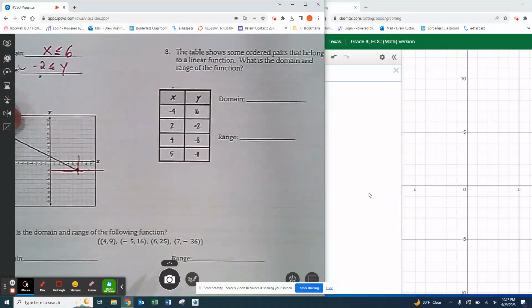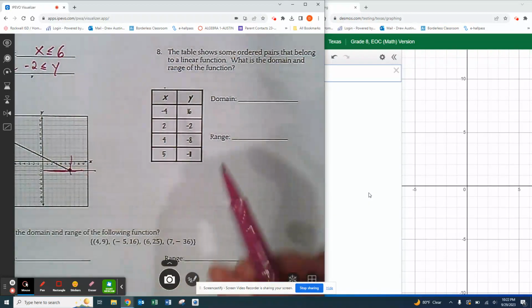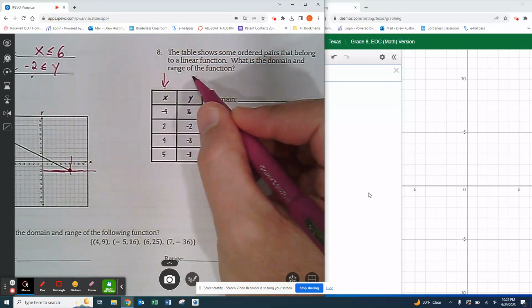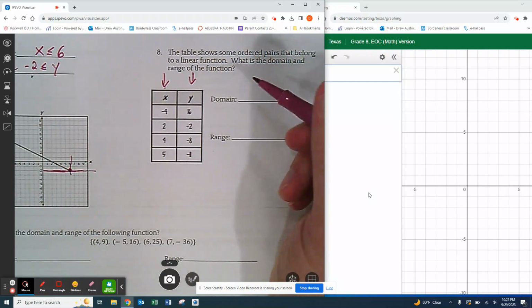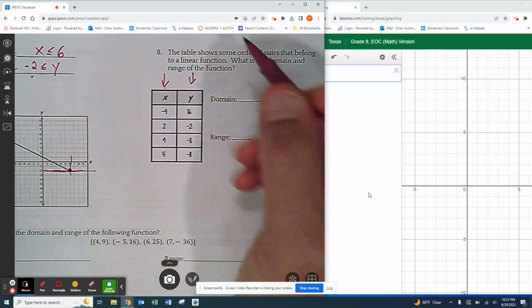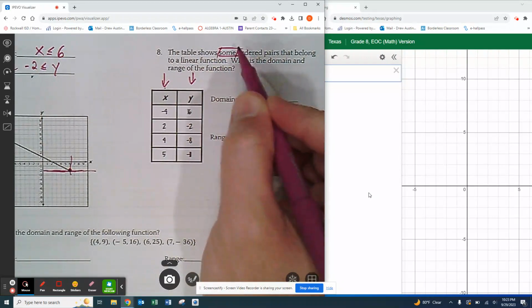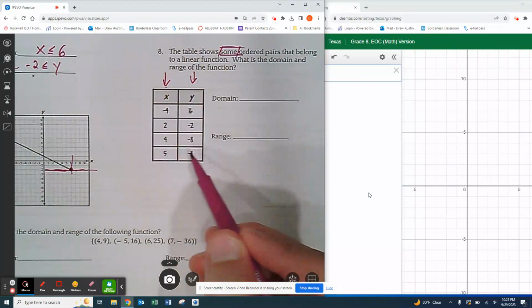On question number 8, it reads, the table shows some ordered pairs that belong to a linear function. What is the domain and range of this function? We are so tempted to just write out the values on this side for our domain, and this side for our range. And I don't blame you. However, you need to read the problem carefully, because the problem reads, the table shows some ordered pairs that belong to a linear function. So these are some of them, not all of them.